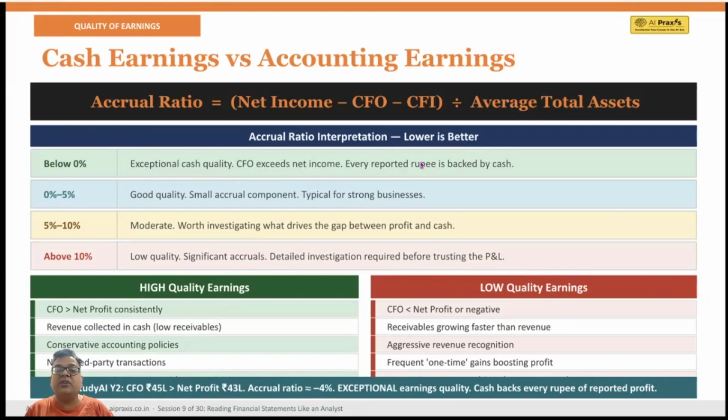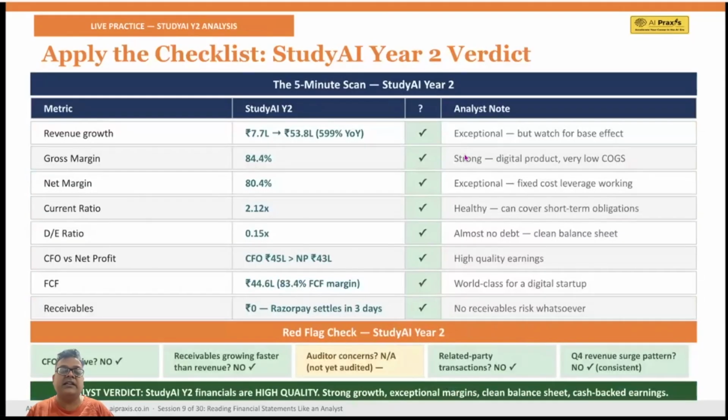Why does this matter so much? Because companies can manipulate profit, but cash is much harder to manipulate. That's why serious investors always check this. One powerful line to remember: the higher the cash backing your profit, the higher the quality of your earnings. Let's move to the next slide, right? What we're going to do is we'll bring everything together here and apply the full checklist to study AI year 2. And this is where analysis becomes decision.